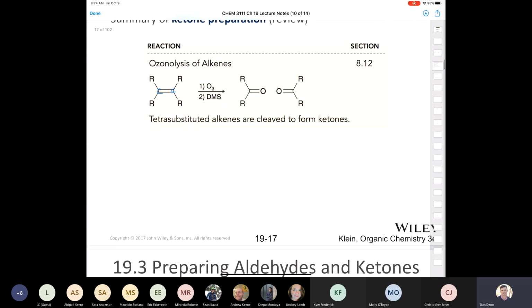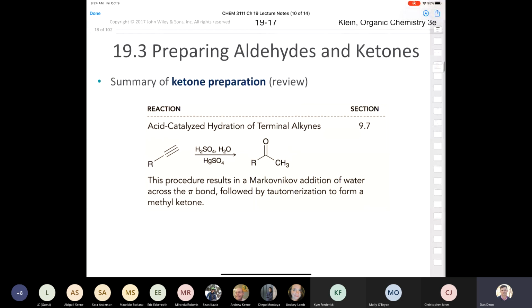One more is the formation of a methyl ketone. Why do we call it a methyl ketone? Because it's a ketone, and it's got a methyl group. That was via the acid catalyzed hydration of a terminal alkyne, or another way you might want to phrase it is just a Markovnikov addition of water across a terminal alkyne.